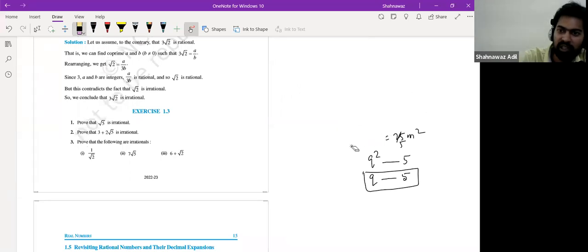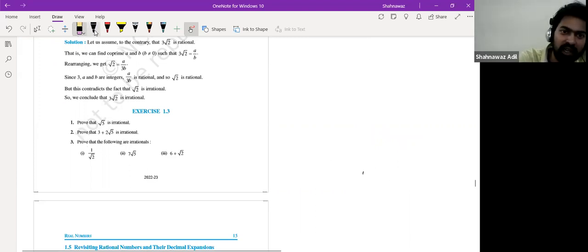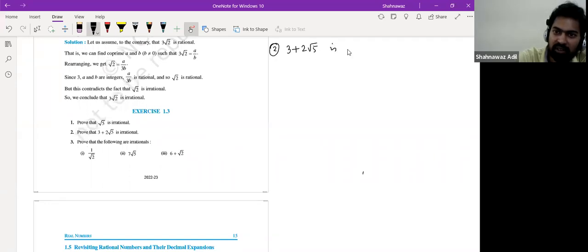To do the second question, we already know that root 5 is an irrational number. So we will assume that 3 plus 2 root 5 is rational. Right. So we can write 3 plus 2 root 5 as p by q, right? Yes, sir. And transposing.